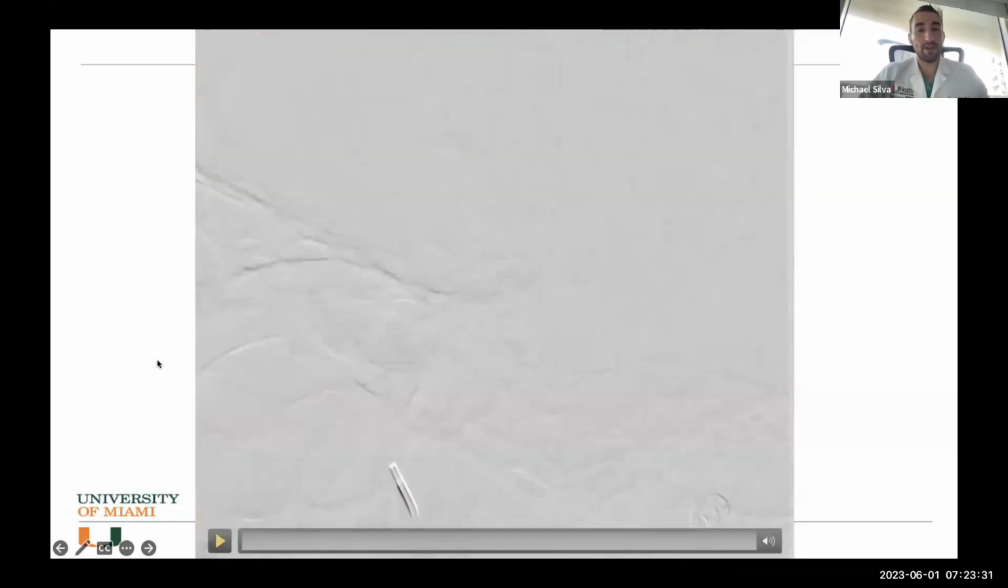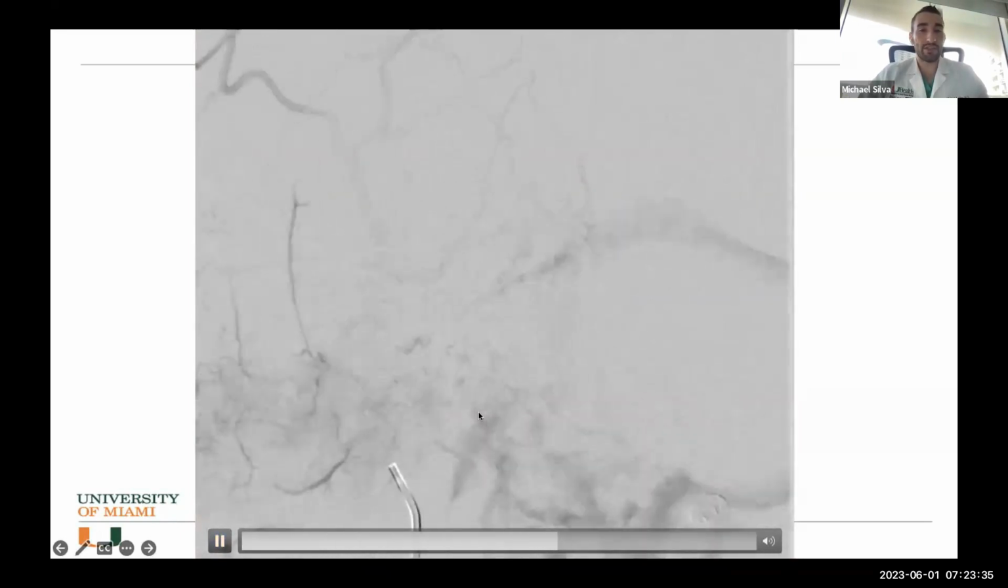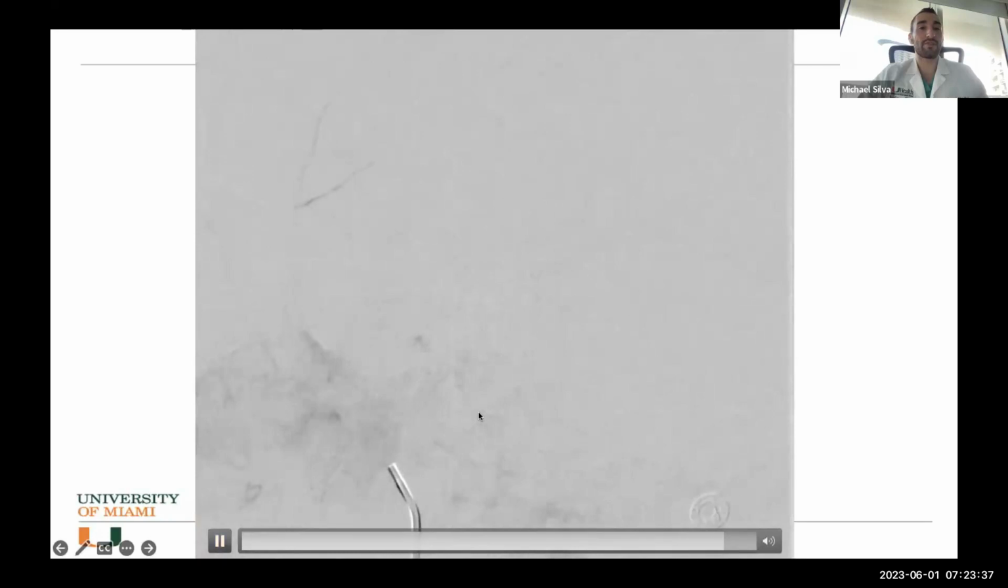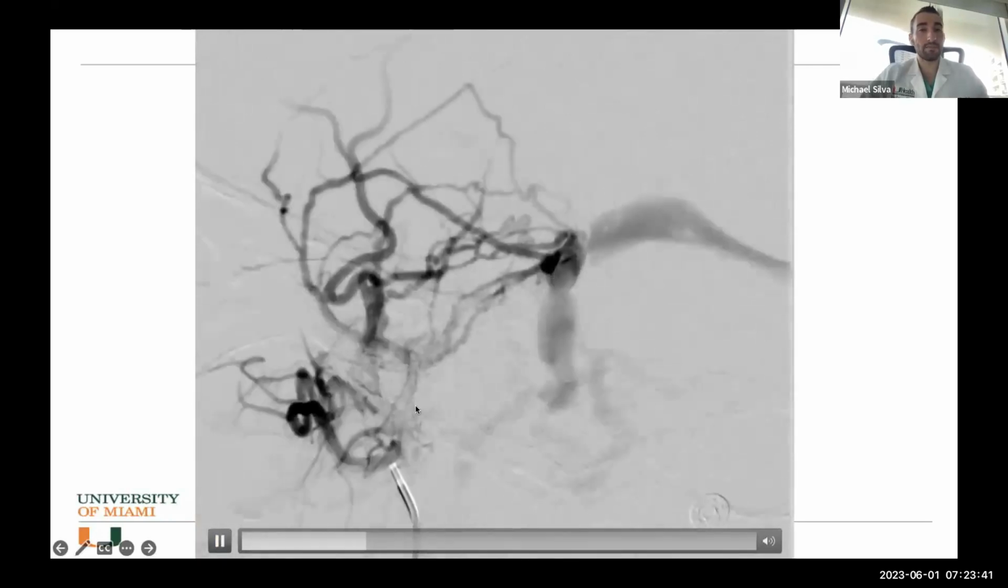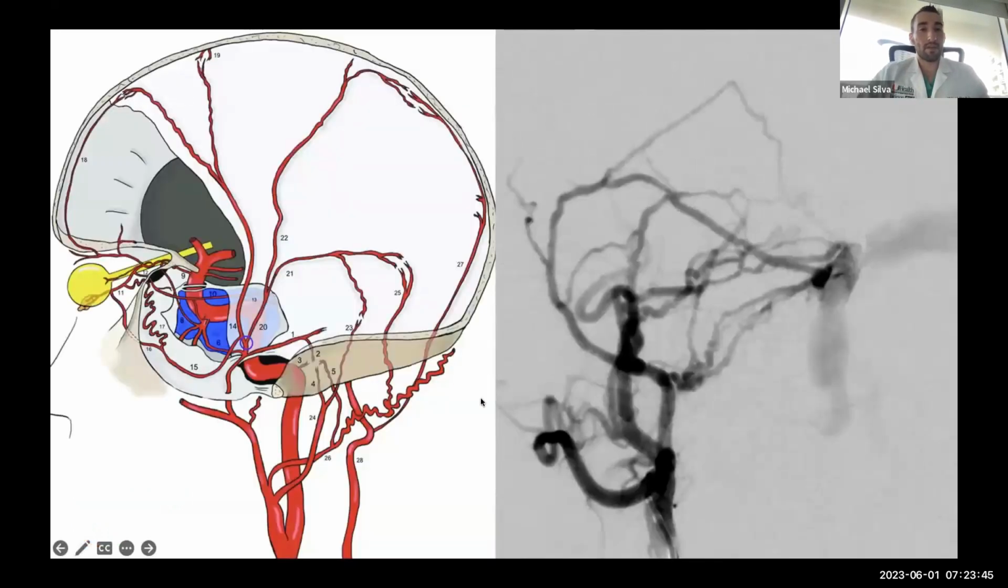So what else do we want to see? Well, we want to see an external carotid artery injection as well. And sure enough, there's significant contributions to this fistula from the ECA. Play that again. So here is a nice image, schematic on the left and our angiogram on the right. Here you have middle meningeal artery supply to the fistula's point.